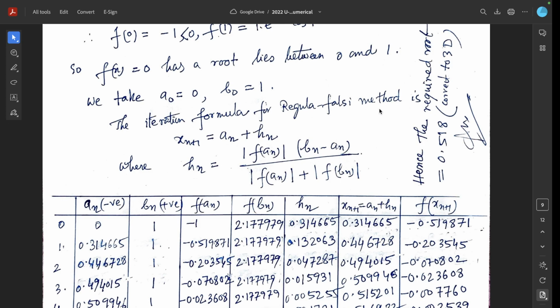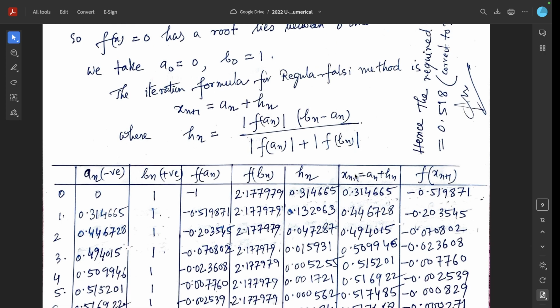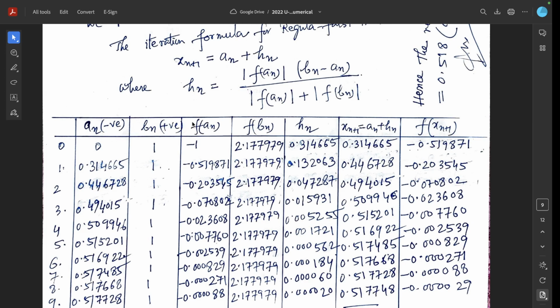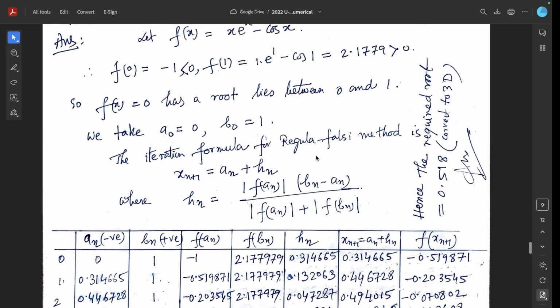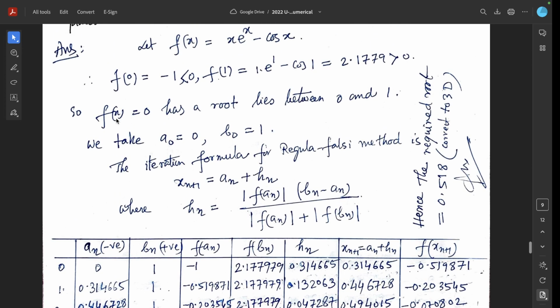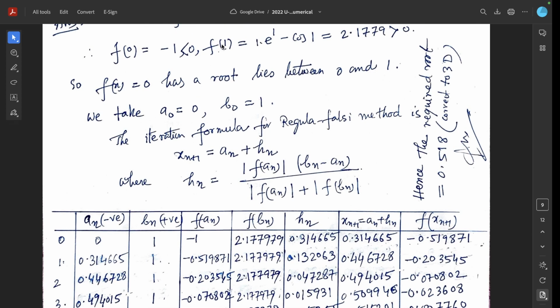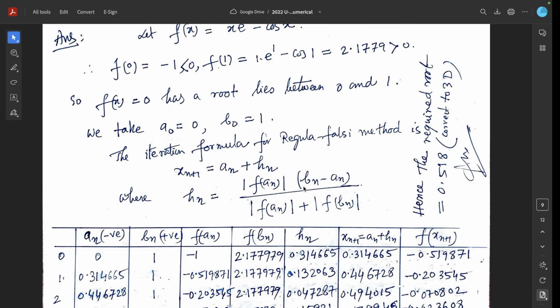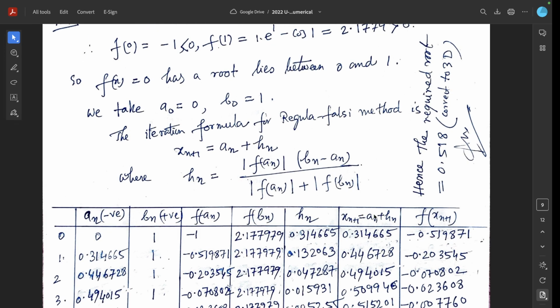The iteration formula for the regula falsi method is x_{n+1} equal to a_n plus h_n, where h_n equals modulus of f(a_n) into (b_n minus a_n) whole divided by modulus of f(a_n) plus modulus of f(b_n). Now we construct a table with a_n negative, b_n positive, f(a_n), f(b_n), h_n, x_{n+1} equal to a_n plus h_n, and f(x_n). Here first a_0 equal to 0, f(0) is negative, so we write negative, and b_0 equal to 1, f(1) is positive, so we write positive. So f(a_n) equal to minus 1 here, and f(b_n) equal to 2.177979, and h_n by this formula we can calculate.